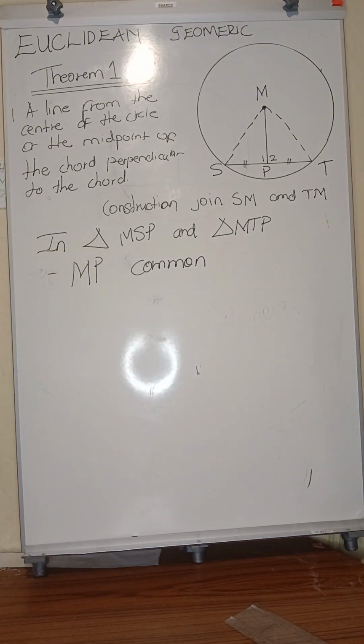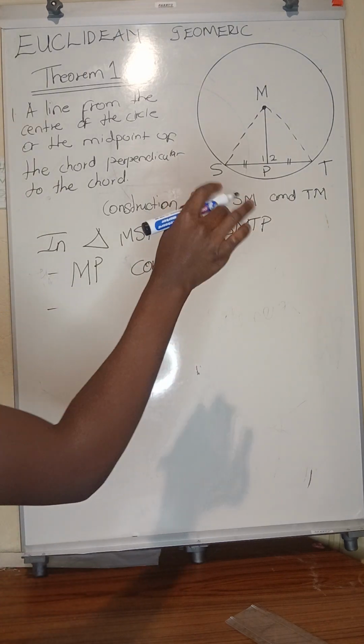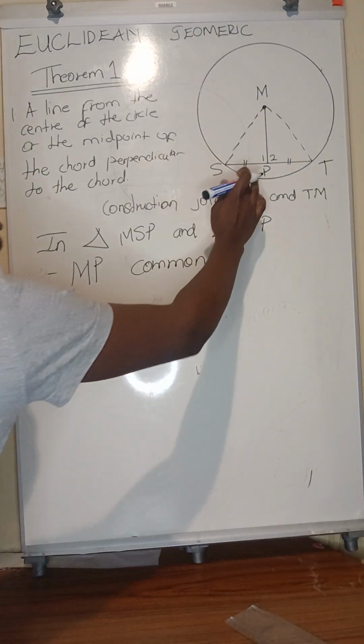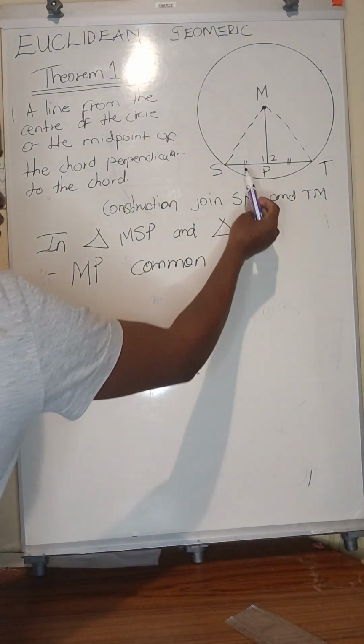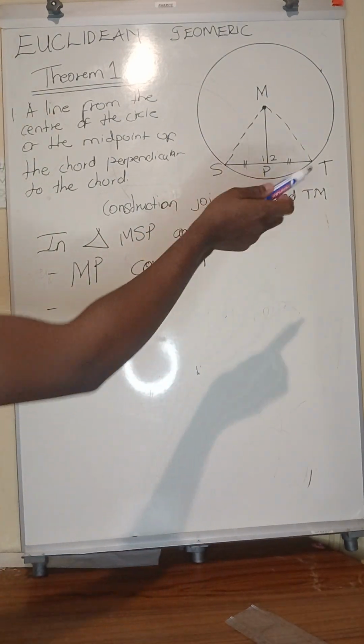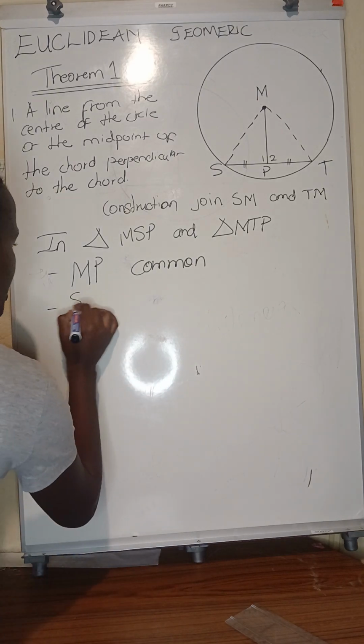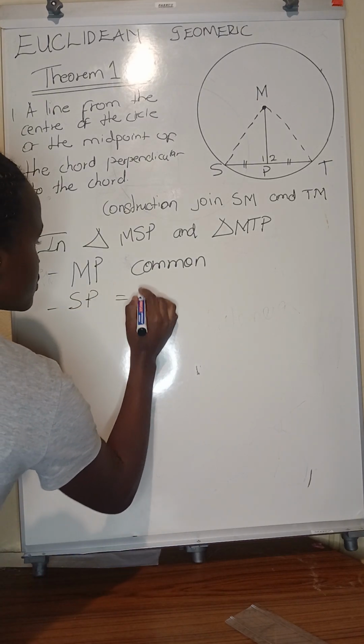We have to prove the 3 things. What is the other thing? The other thing is SP is equal to PT. That thing is given. We are not even checking too much there. It's already given. I taught this in the previous videos: if they give you this thing, this means that these 2 lines are equal. So SP is equal to PT.